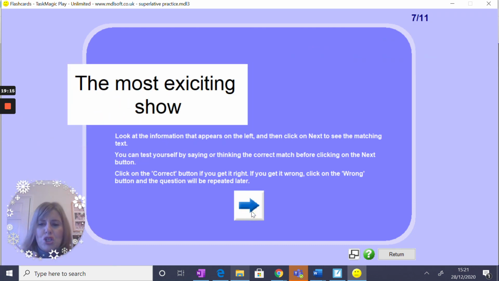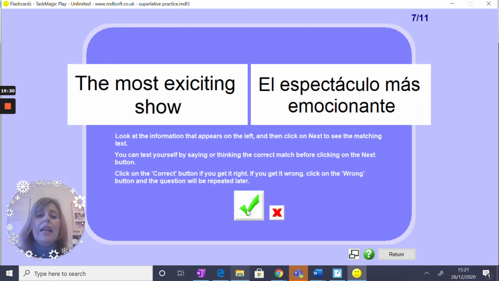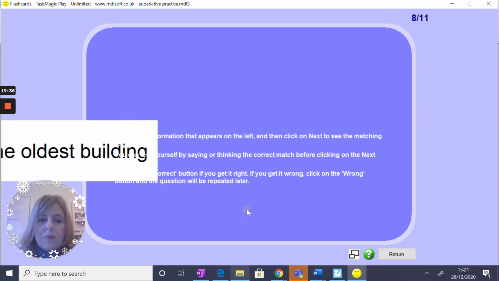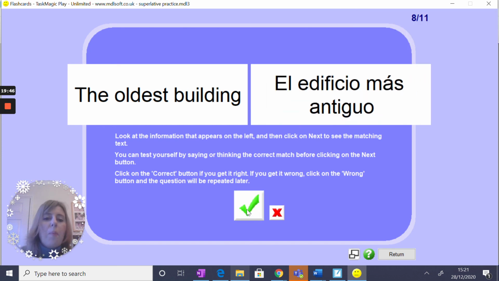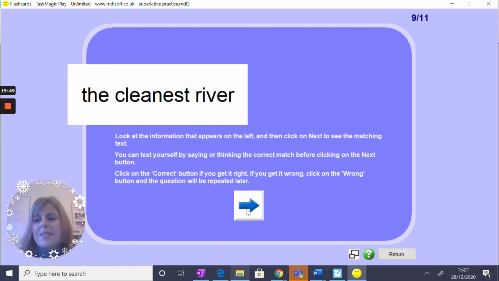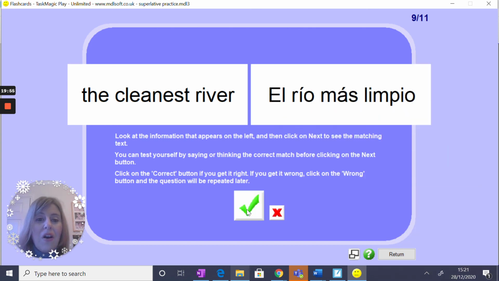7. The most exciting show. Show, remember, was el espectáculo. So it would be el espectáculo más emocionante. Okay, muy bien. Next one. 8. The oldest building. The building oldest. So that would be, press pause, el edificio más antiguo. 9. The cleanest river. The river cleanest. El río más limpio, because río is masculine.